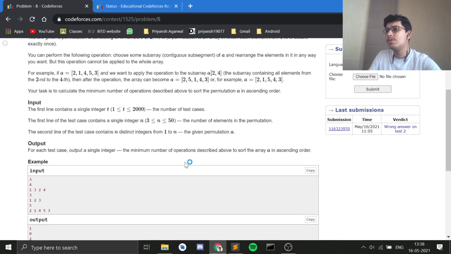Or can it require more than two operations as well? Okay, I think it can require more than two operations as well. If one is at the very end, then you will first have to.